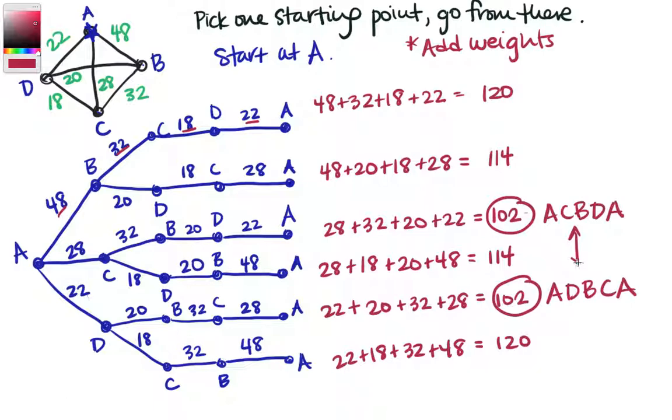So they're just the same circuit, the same edges, but reversed. So either one works. It's a Hamilton circuit that takes you on a minimal path. And that is it for today.